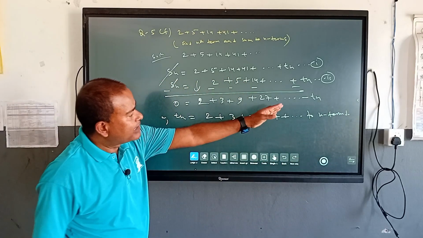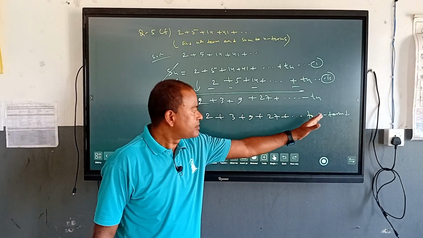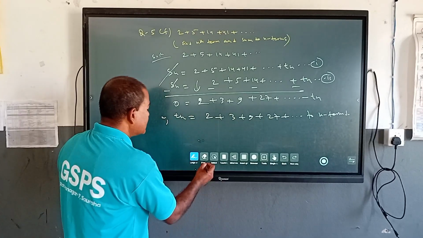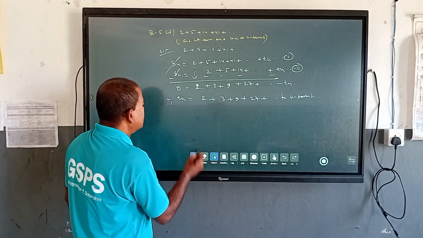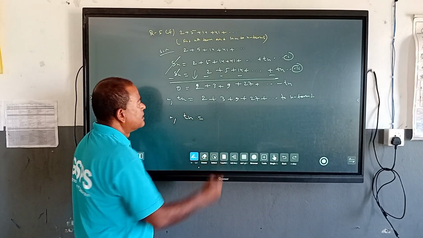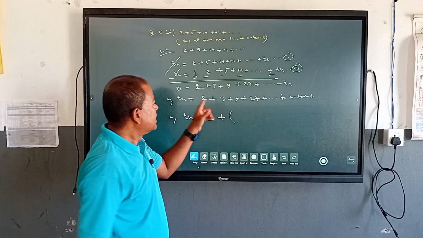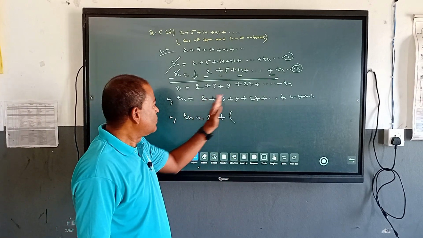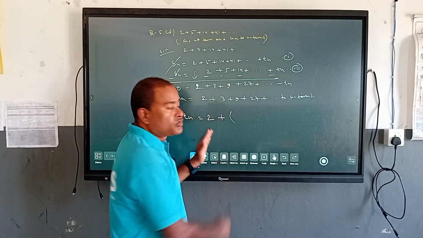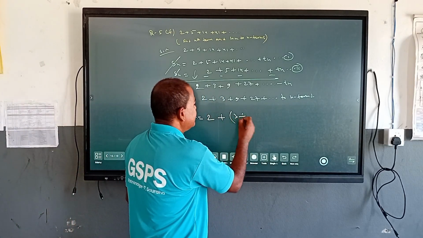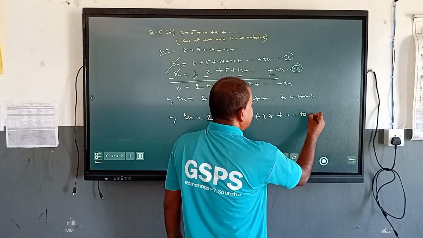So dear students, if we move minus Tn to the left hand side, then the series will be 2 plus 3 plus 9 plus 27 plus ... to n terms. Now we'll isolate the first term, because if we just write 2 outside, then the remaining series will be n minus 1 terms.